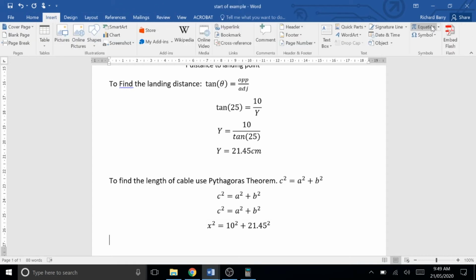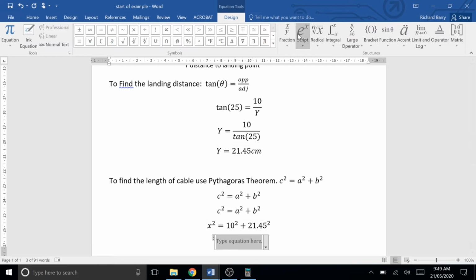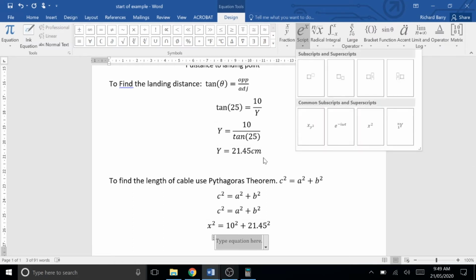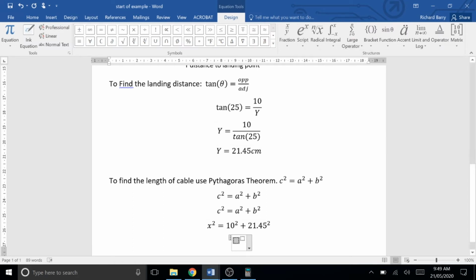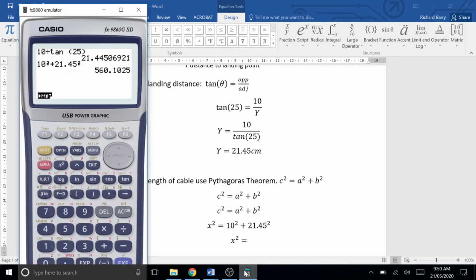Insert equation, rule, click, x squared equals, no, see we've got an error here, so arrow key to get it down to the bottom, equals 560.1.